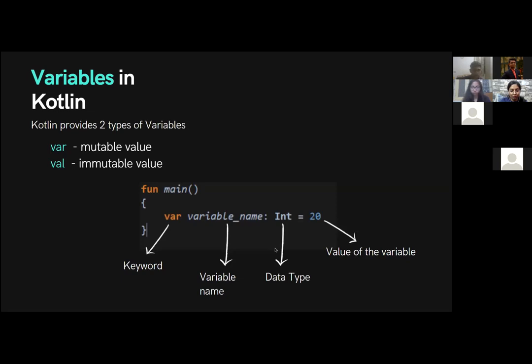So this is the basic syntax for declaring a variable in Kotlin. The first thing is you start with the keyword var or val. According to your requirements, you can use var for mutable and val for immutable, followed by the variable name. Then a colon, and then the data type which you're going to store in this variable, and then followed by the value of the variable. This is the basic syntax for declaring a variable in Kotlin.